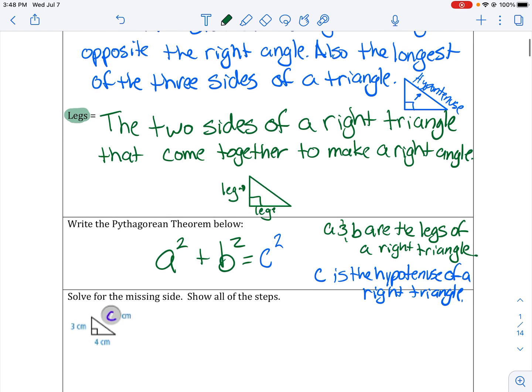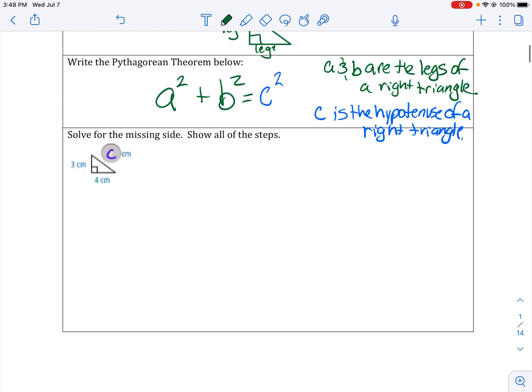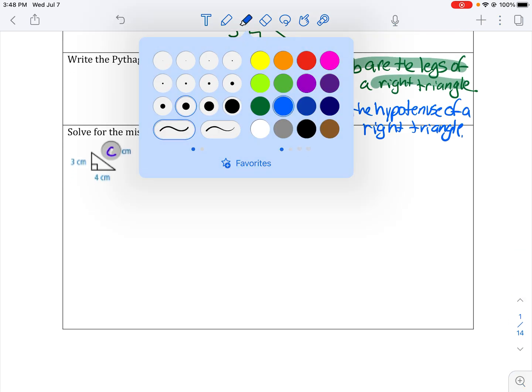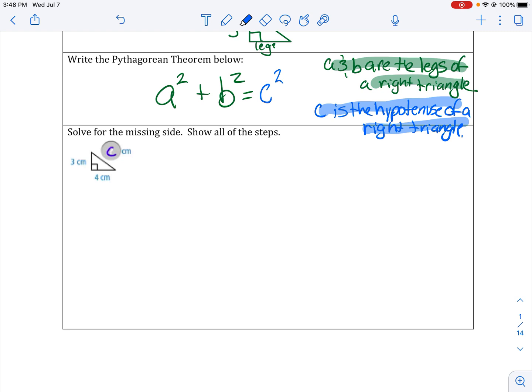Now, our Pythagorean theorem. It's fun to say, Pythagorean, right? So we write the Pythagorean theorem: a squared plus b squared equals c squared. That is the Pythagorean theorem. I color-coded these to hopefully help you out, where a and b are the legs of a right triangle. I did legs in green. A and B will represent the lengths of the legs, and C will represent the length of the hypotenuse in a right triangle.